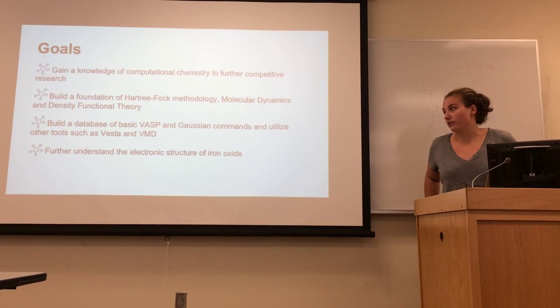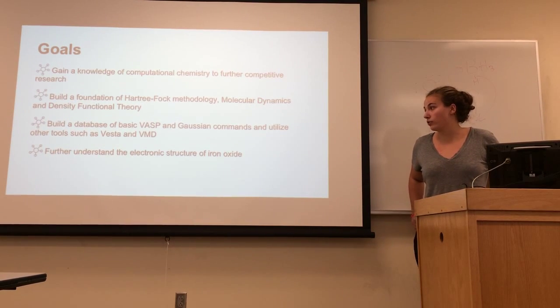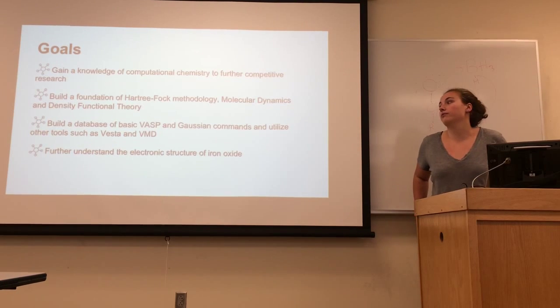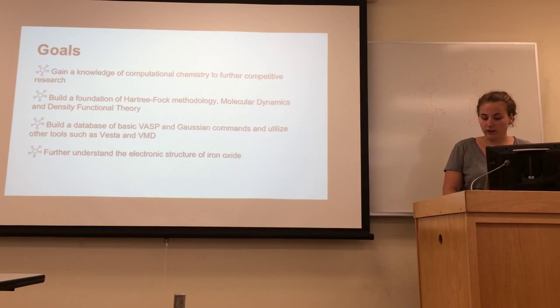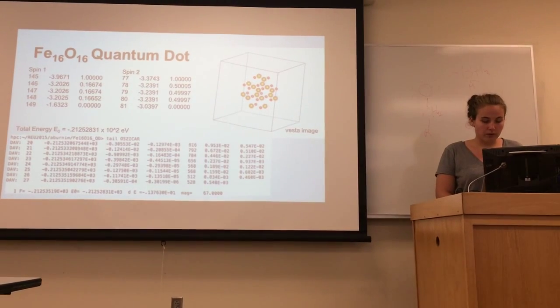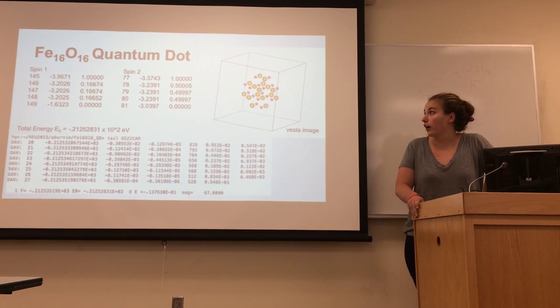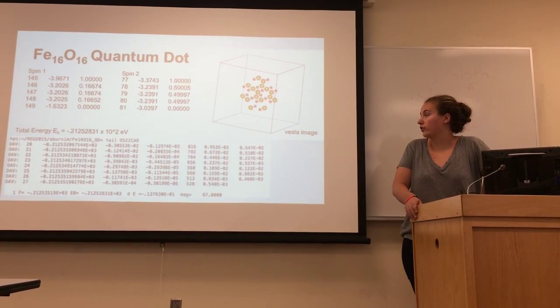And we're building a database of basic VASP and Gaussian commands, and using other tools such as Vesta and VMD, and just looking at different types of iron oxide structures. So we first worked with a quantum dot which featured 16 irons and 16 oxygens.